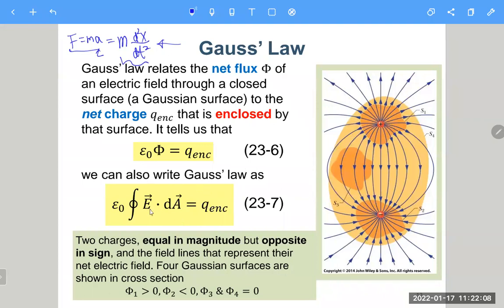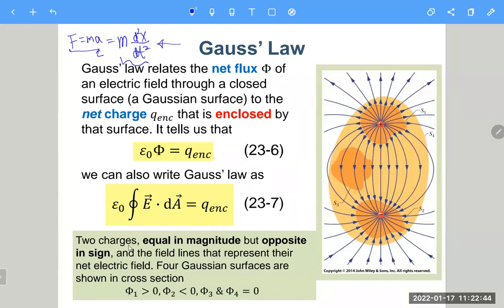And when you calculate the net flux for this Gaussian surface, you separate this Gaussian surface into many small parts. Then you calculate E dot dA one by one, and add them together using this integration. So that's the idea. And as this Q enclosed is positive, you can simply imagine this term is also positive. This net flux for S1 should be positive.